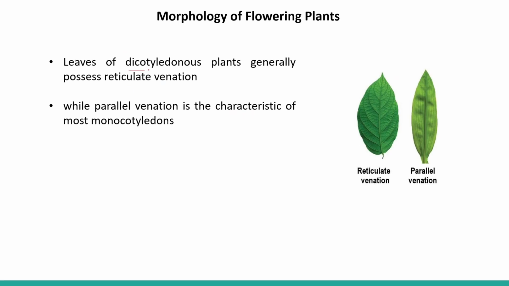Leaves of a dicotyledonous plant generally possess reticulate venation. Just now we have discussed it, while parallel venation is the characteristic of a monocotyledonous plant. So please remember this. This is very important.